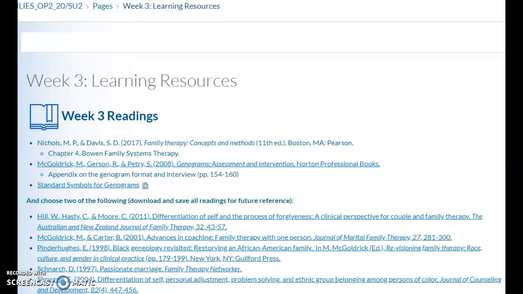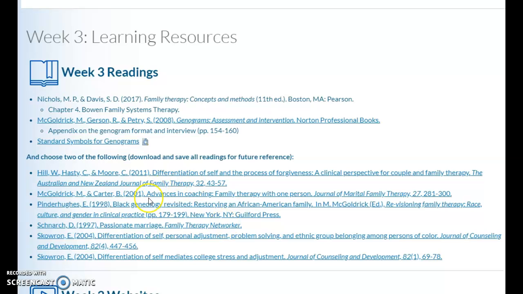In addition to the required reading, you'll be choosing 2 of the optional articles here to read as well. And there will be a discussion regarding the articles. So you can just pick one that seems like it might interest you more. As usual, it might be useful to download and save them for future reference as well.